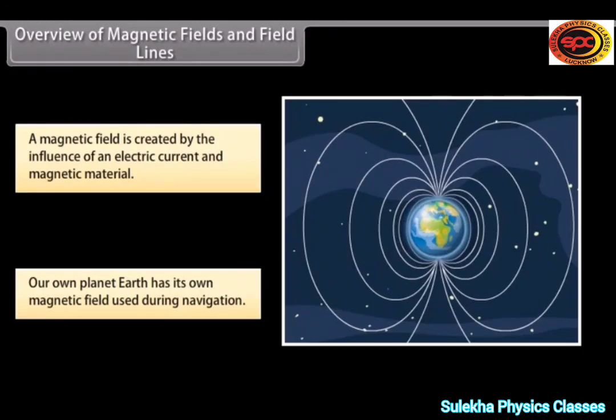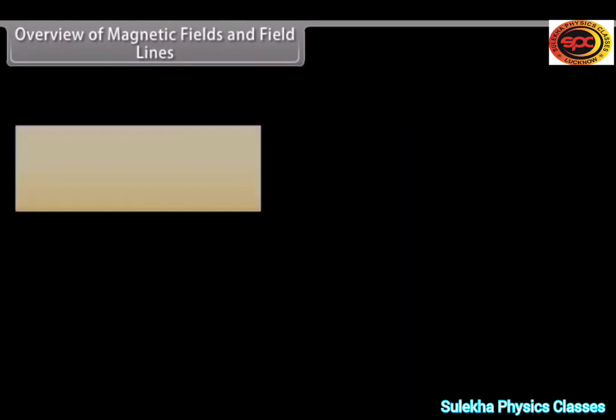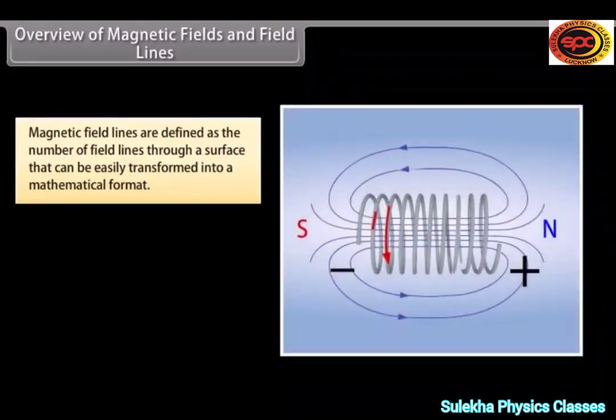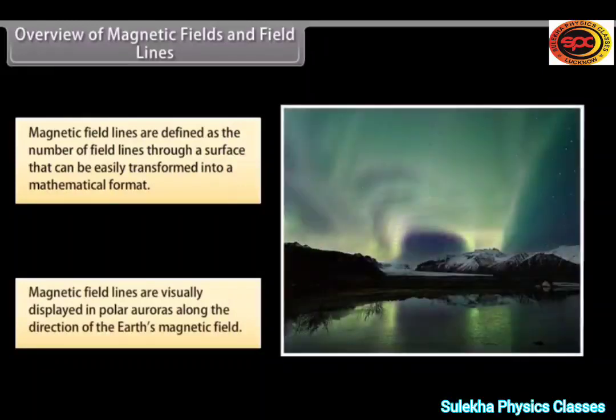Magnetic field lines can be compared to the constant altitude lines that are visible on a map. Magnetic field lines help in stating simple concepts of magnetism easily. These are defined as the number of field lines through a surface. These can be easily transformed into a mathematical format. Magnetic field lines are visually displayed in polar auroras, where visible streaks of lines are created along the direction of Earth's magnetic field.